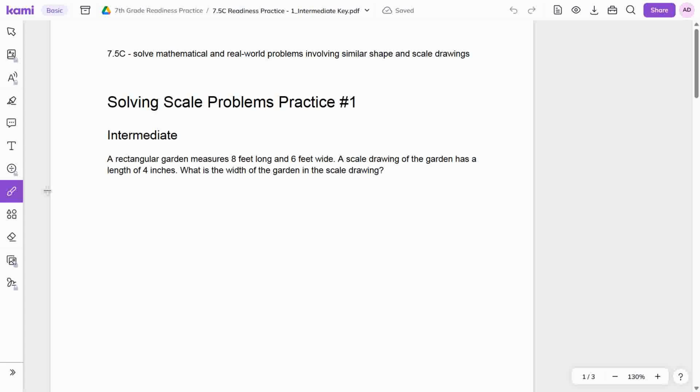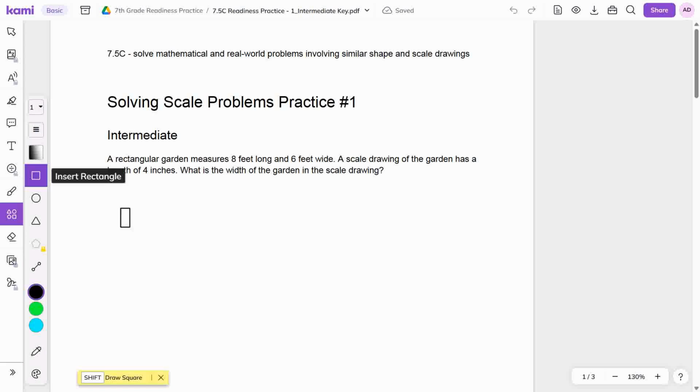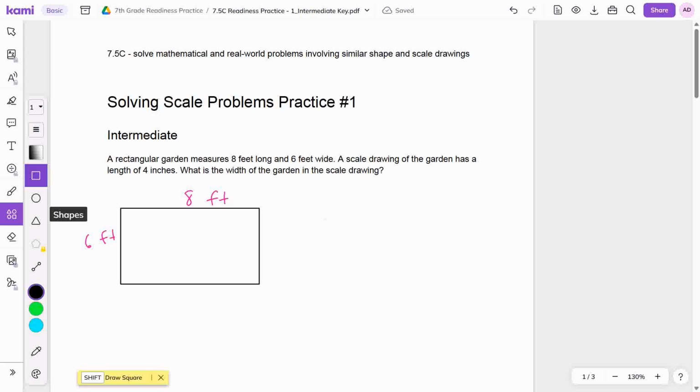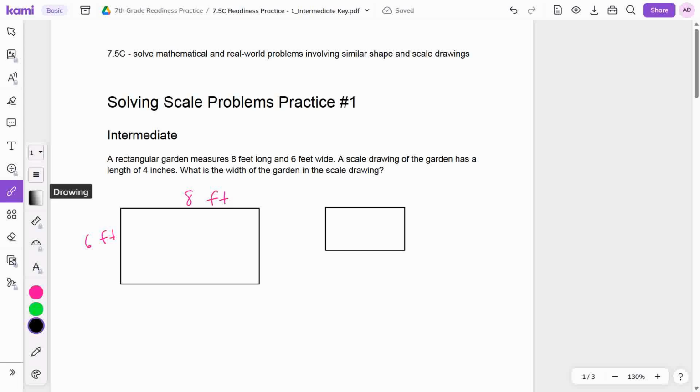So we have a rectangular garden, and I can draw a rectangle here. It is 8 feet long and 6 feet wide. Now we have a scale drawing that has a length of 4 inches, and so we can draw that, and it's going to be not as long and not as wide. So if that is going to be our scale drawing, we need to find the width.